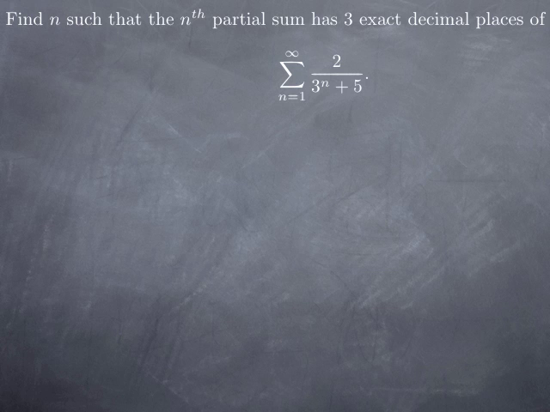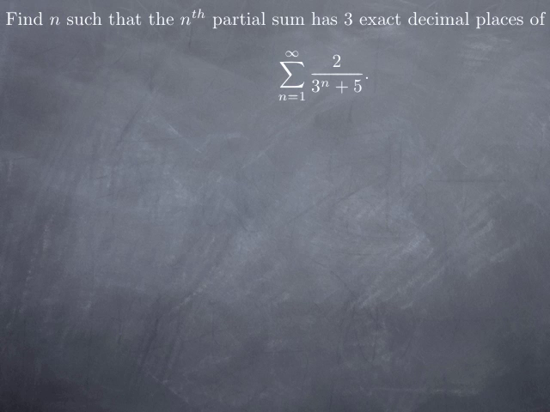Let's look at a second example. Similar question, but now we want to know how many terms we need to add together to get an approximation with 3 exact decimal places of the convergent series from 1 to infinity of 2 over 3 to the n plus 5.